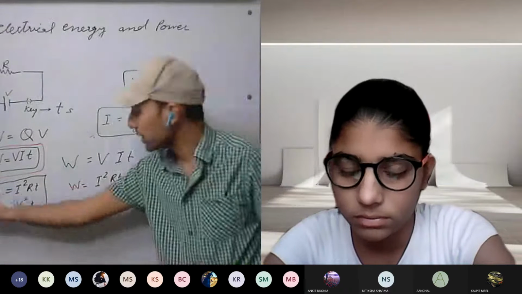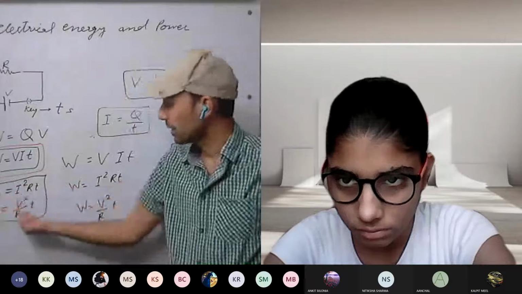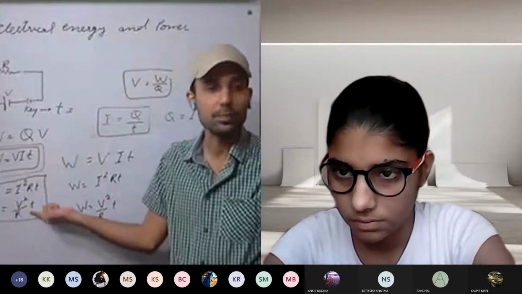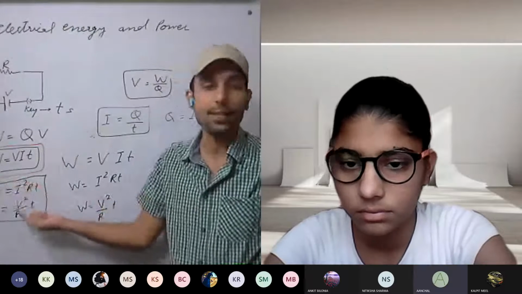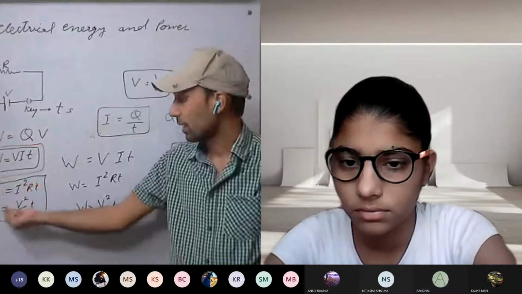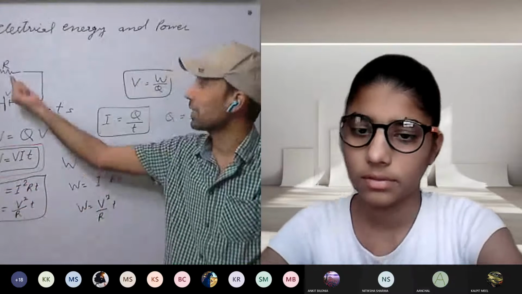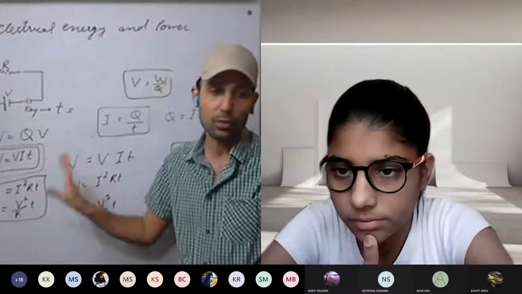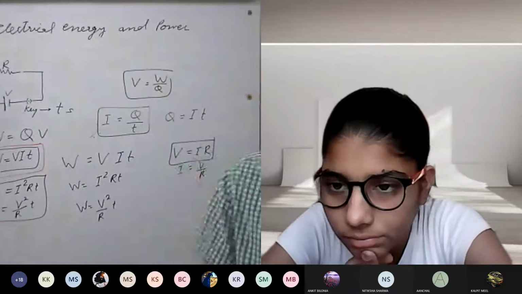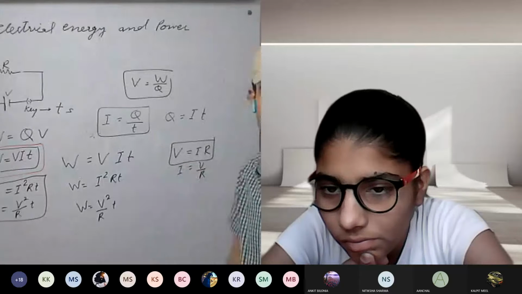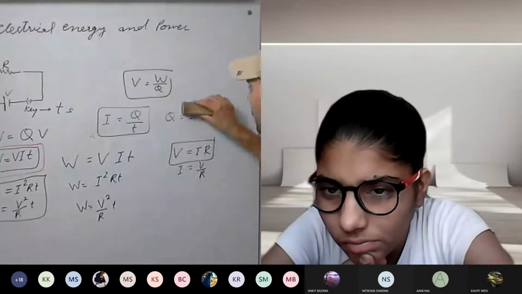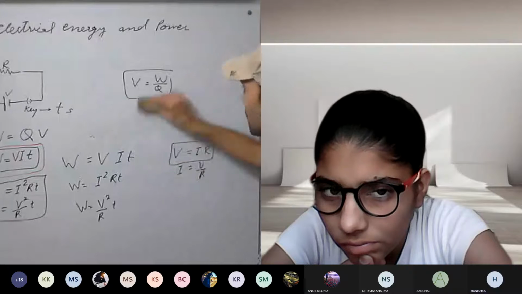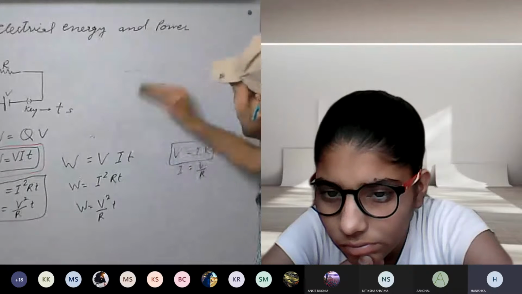So these are the different expressions for work done or electrical energy supplied, or electrical energy consumed here. This is clear. This is the amount of work done. Next, we discuss the SI unit. Sir, from where this I square came? From Ohm's law.